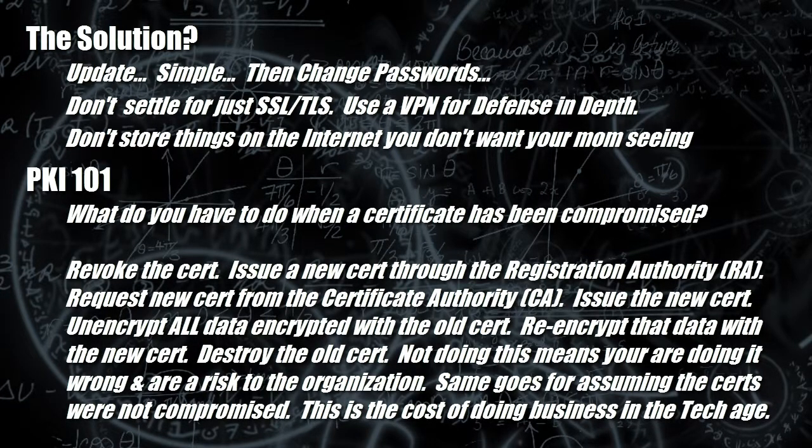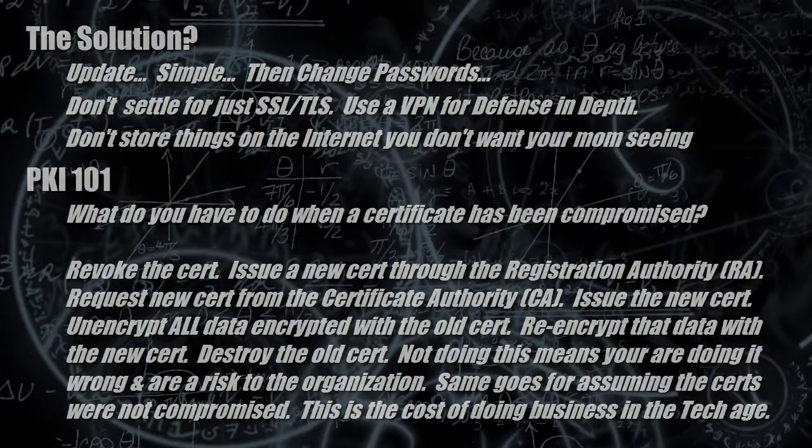Now for some of the really bad news. I know this is something a lot of people are not going to want to hear. But if you were using a vulnerable version of OpenSSL, you have to assume that some of the certificates may have been compromised. What happens when a certificate's been compromised? Well, first, you have to revoke the cert, issue a new cert to the registration authority, request a new cert from the certificate authority, issue that cert to the client, unencrypt all the data that's been encrypted with the old cert, re-encrypt all the data with the new cert, destroy the old cert. If you do not do this, that means you're doing SSL and PKI wrong.